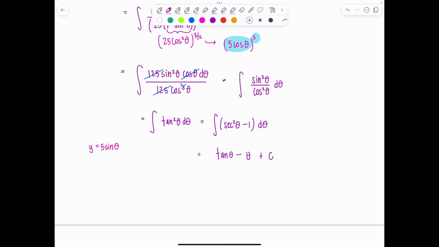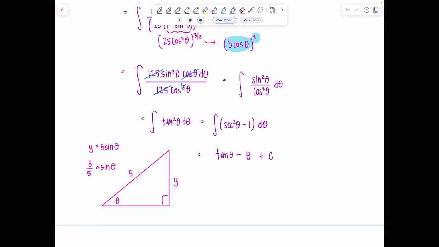Isolate the trig function. So y divided by 5 is sine theta, and now we're going to draw a triangle that represents this. So sine of theta should equal y over 5. That should be opposite over hypotenuse. And then we can use the Pythagorean theorem to find the missing side. It would be, very good, square root of 25 minus y squared.